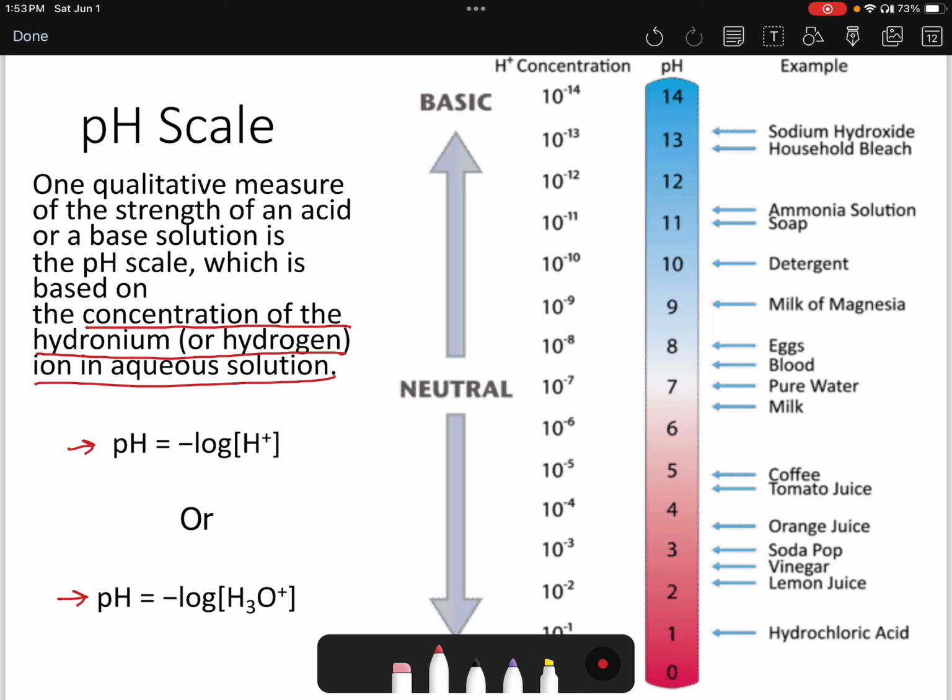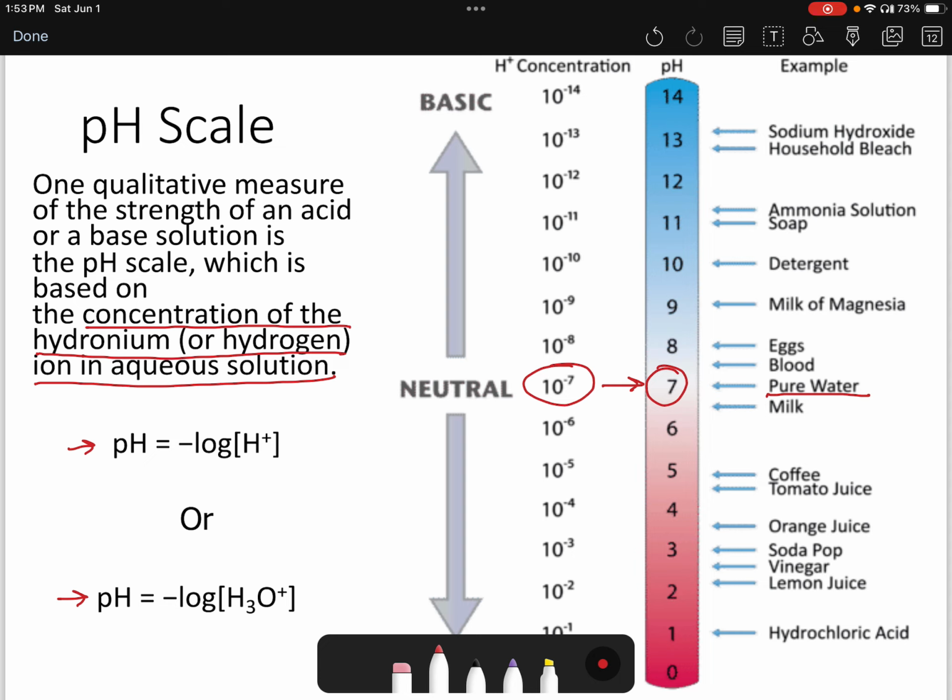So remember in the last video we said that water is neutral and water has a hydrogen ion concentration equal to 1 times 10 to the negative 7th. Now, if we take the negative log of 10 to the negative 7, we actually get 7, and that is our pH value. So this is where the pH scale comes from.